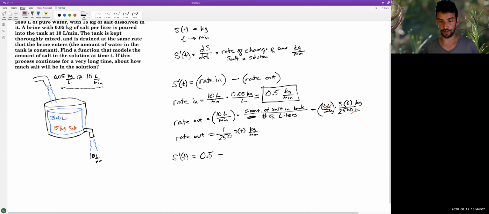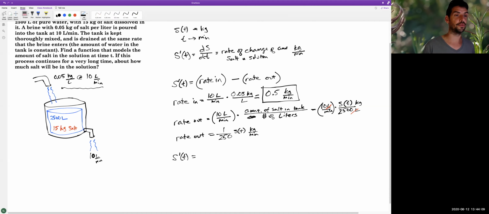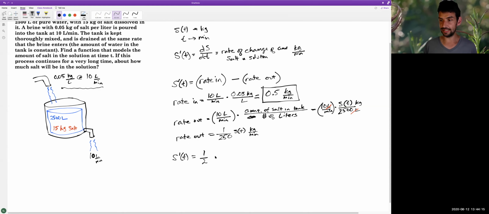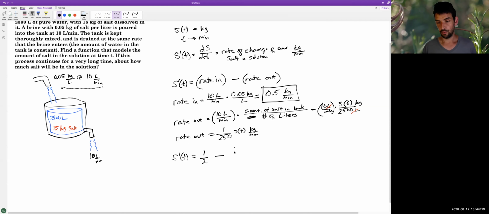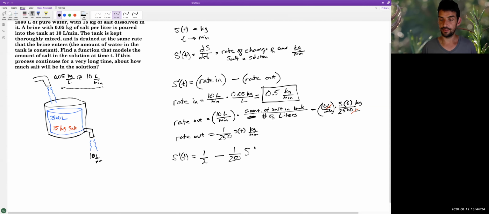I've got decimals and fractions going on. Let's fix on one of them. So I'll call 0.5 1/2. That's our rate in, half a kilogram per minute, minus 1 over 250 S of T.